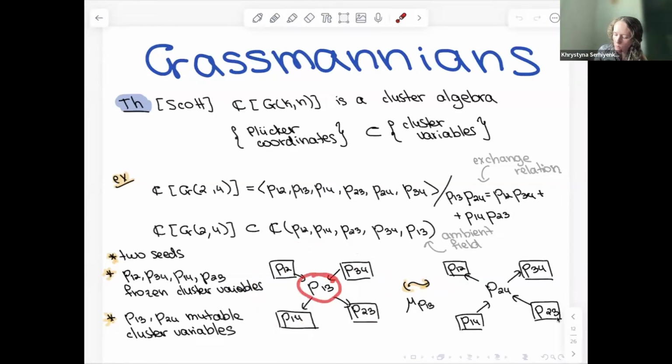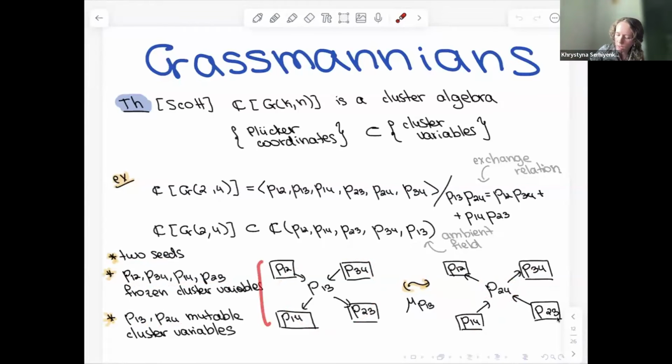If you mutate at P13, you get a new seed, a new quiver with a new collection of cluster variables. This exchange relation is the mutation, which tells you that if you mutate at P13, the new cluster variable is P24, and the others remain the same. Since mutation is an involution, if you mutate again, you get back to here. So this is all the structure there is. There are just two seeds. The boxed cluster variables are frozen, so you don't mutate at them, and P13 and P24 are the mutable ones. So this coordinate ring has the structure of a cluster algebra.